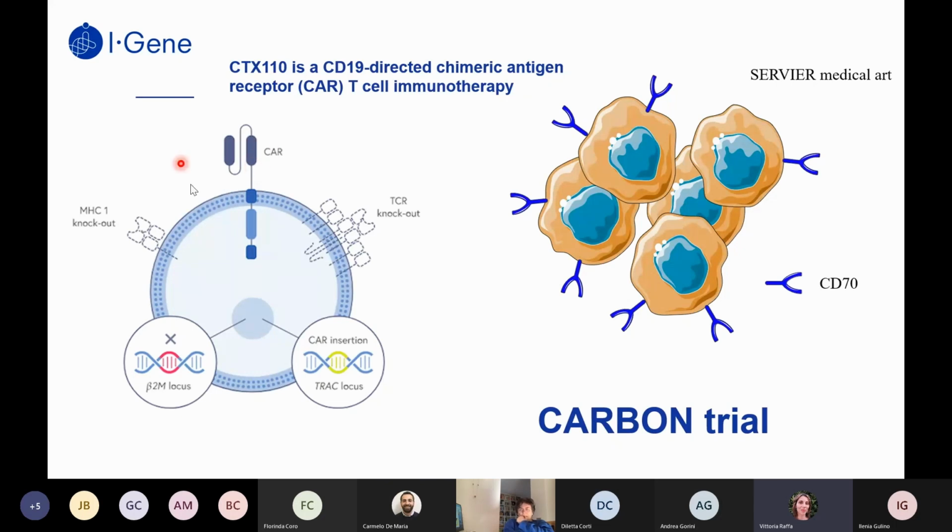And this gene expresses this receptor. Why is this receptor important? Because this receptor is able to bind a ligand which is expressed by the cancer cells. So by implanting these cells into the patients, these cells can, let's say, recognize the cancer cells, bind the cancer cells, and then kill the cancer cells. So this is a cancer treatment called immunotherapy. Okay.